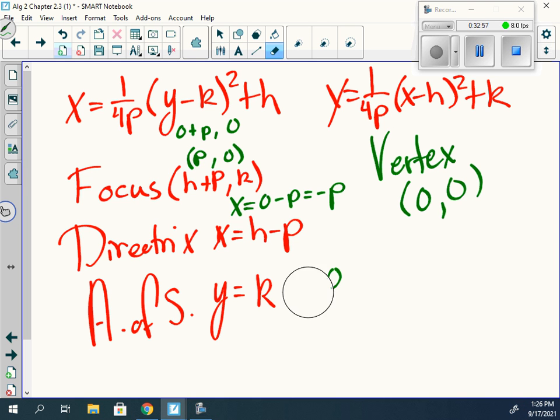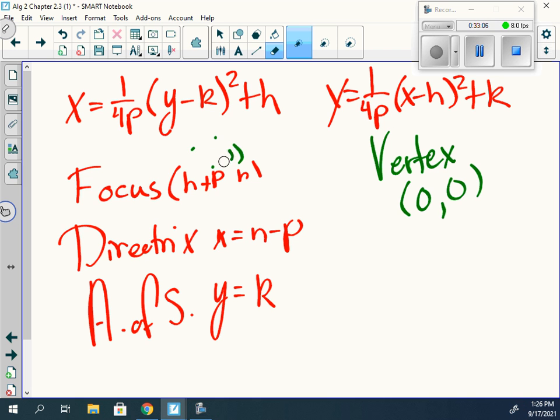So when we do get an actual point off the vertex, when the vertex is off the origin, 0, 0, we'll be using this. But really, once we find h and k and p, for the focus, directrix, and axis of symmetry, we're just plugging in h, k, and p and finding our values.